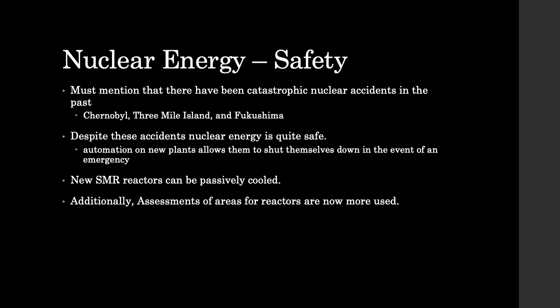Additionally, assessments of areas for reactors are now more used. This includes if there's any faults in the area and if there's tsunami risk. So Diablo Canyon in SLO might be a little risky because it's on the coast of California where there are many faults, and it also has the potential to be hit by a tsunami. So that's a risk factor that we now evaluate for.